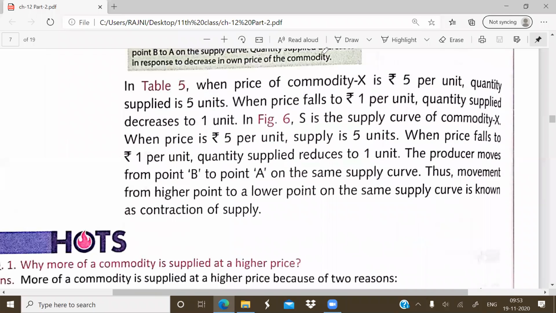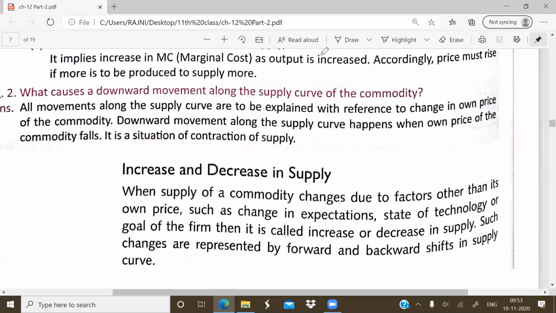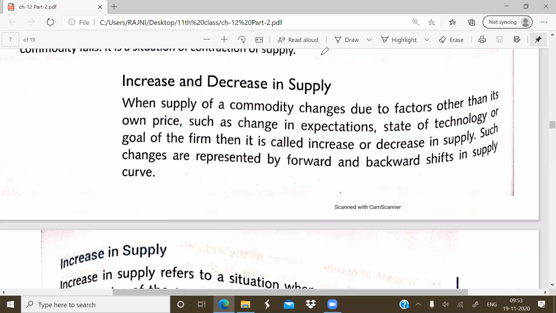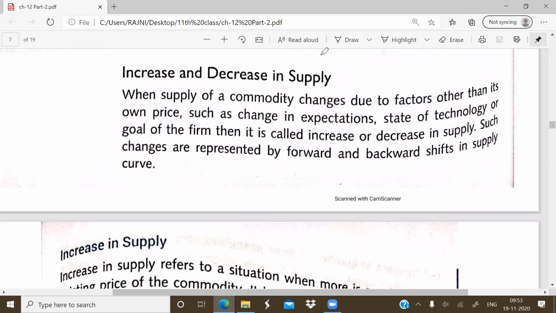This is known as the contraction of supply. Second one is the increase and decrease in supply. Increase and decrease in supply, simply we can say कि जैसे प्रोडक्ट के खुद के प्राइसेस में अगर चेंजेस आएंगे तो वो मूवमेंट की फॉर्म में आएगा.